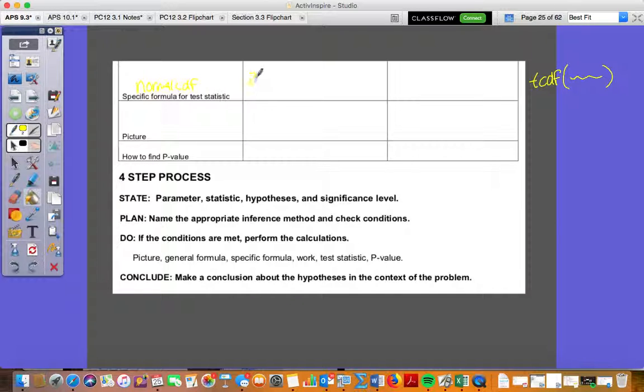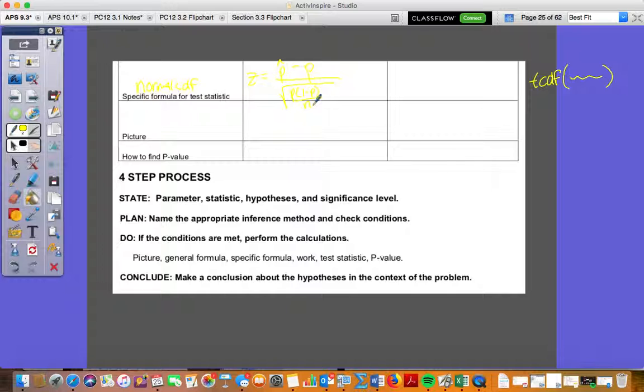So for this, z is equal to p hat minus the null, p, divided by the square root of p times 1 minus p over n. Good. That would be our z-score for our significance test. Charles, you're good.